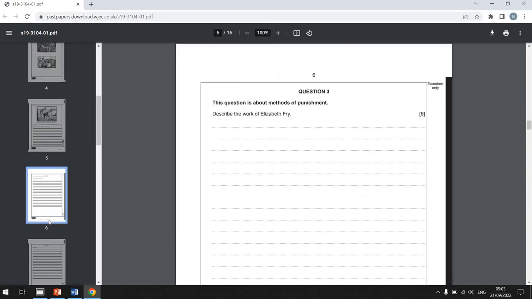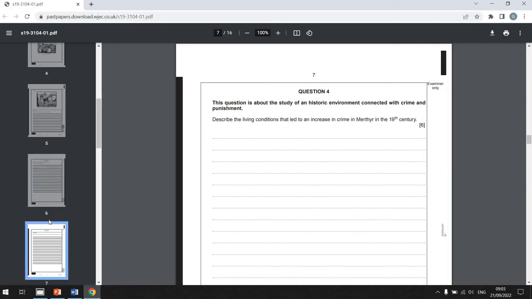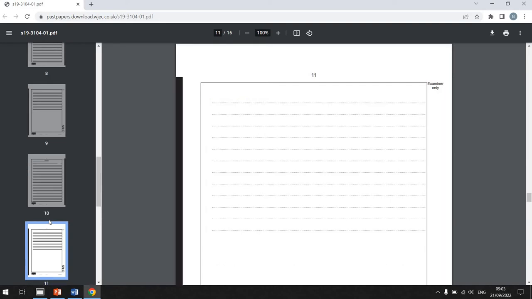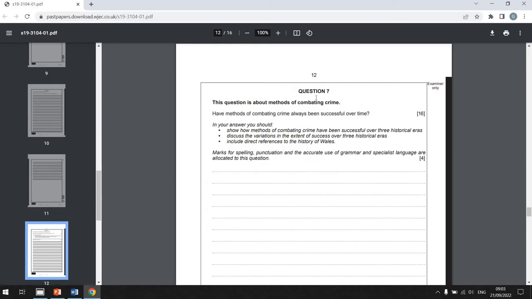Lots of explain and describe questions in this one. Question 3 is a describe. Question 4 is also a describe. And then you've got your bigger questions at the end, 2 12 markers. So explain and how significant, very similar like questions. And then of course your big essay at the end, which is worth 20 marks, 16 and 4 for spelling, punctuation and grammar, excuse me. So this one is a very big one as well. The same as with the other ones, I would probably suggest that you start with this question.